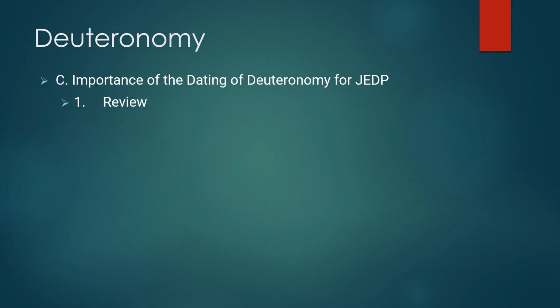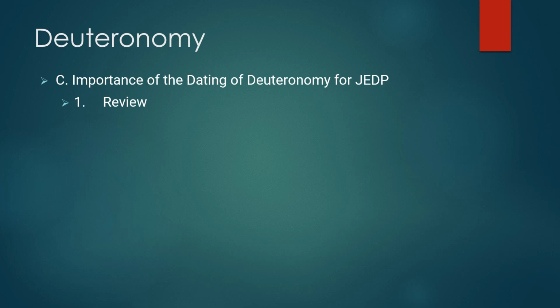All right, if you look at the outline for the class lectures, we started with Roman numeral number 1, and we did capital A and capital B, which is some general comments on the book of Deuteronomy, and the present consensus concerning the origin of the Pentateuch. And now we're in the middle of capital C, the importance of the dating of Deuteronomy for the JEDP theory.